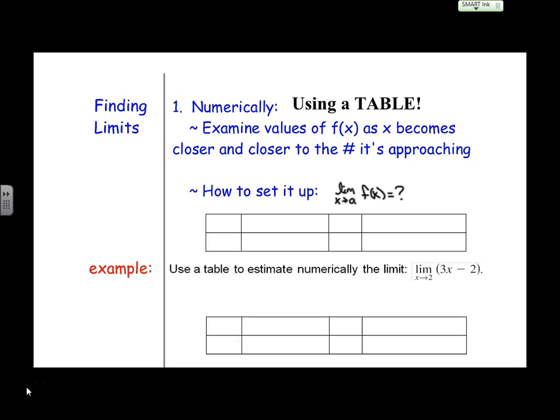Now guys, we're not applying limits. We're not answering the two big questions of calculus yet. But we are learning the concept and how to solve limits at their most basic. So the first way that we're going to learn how to find limits is numerically, using a table.